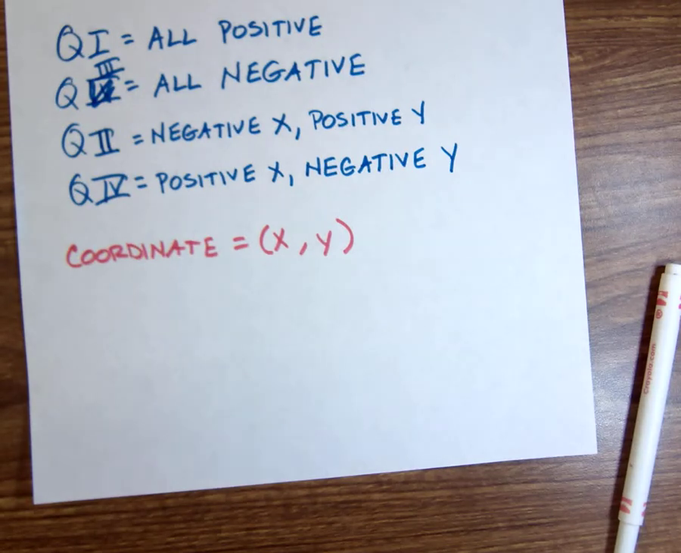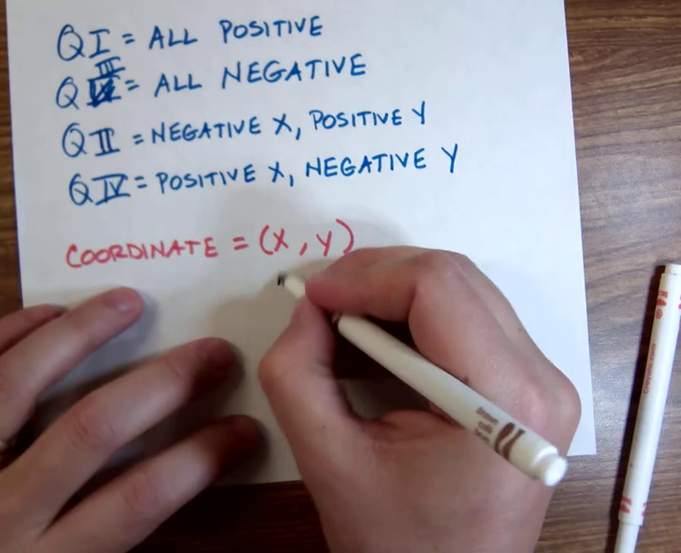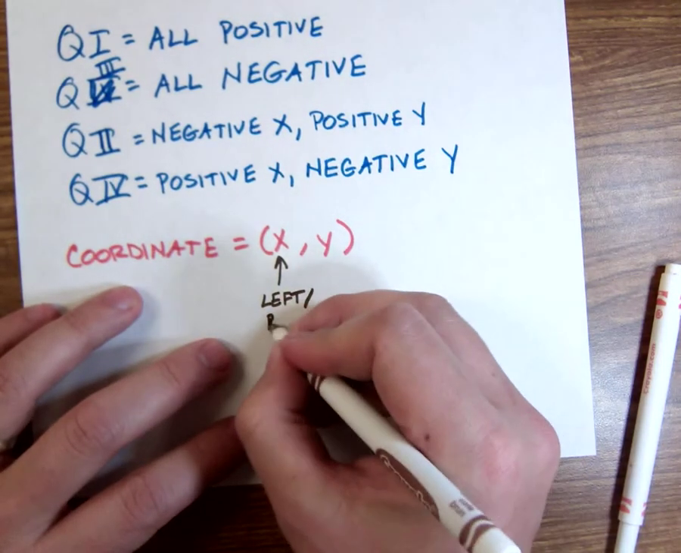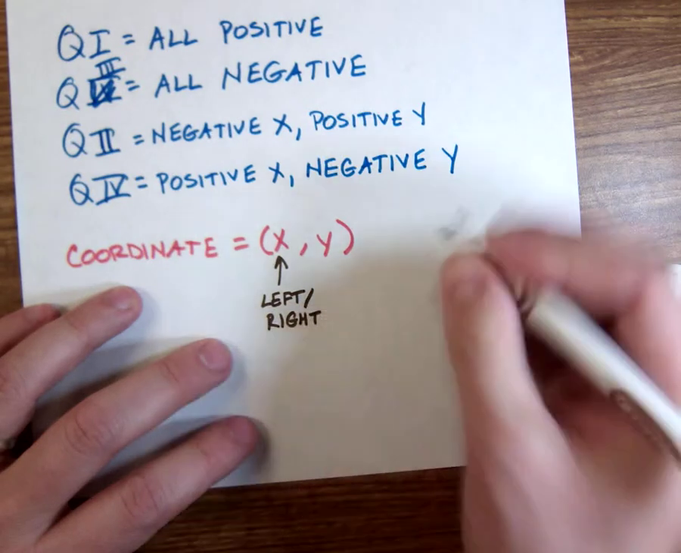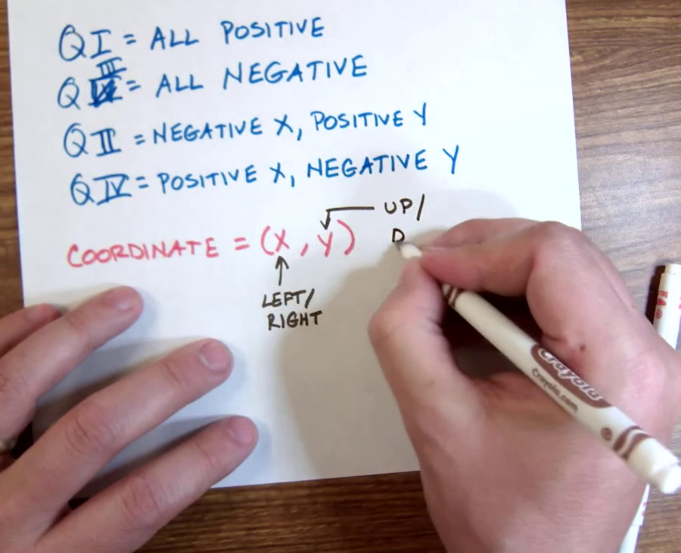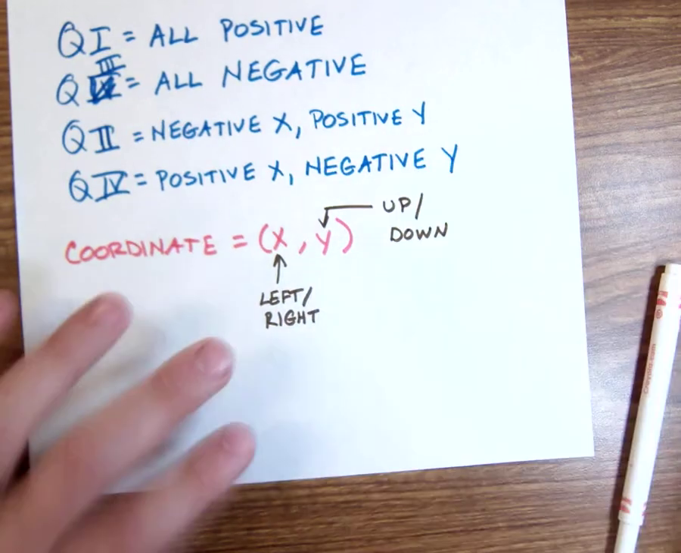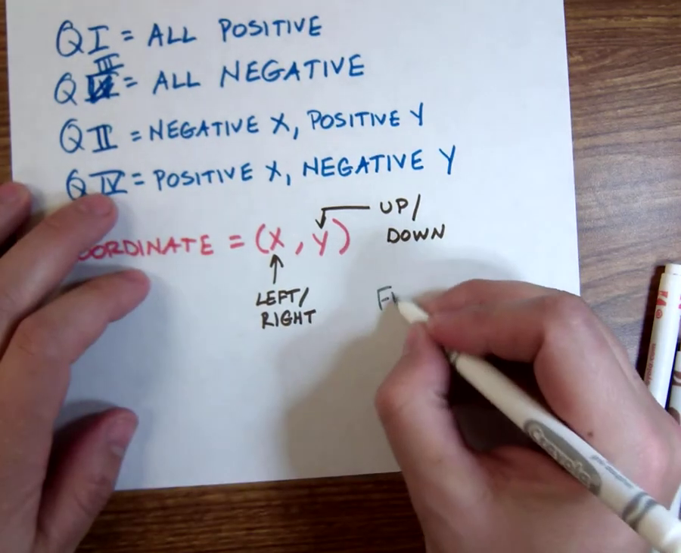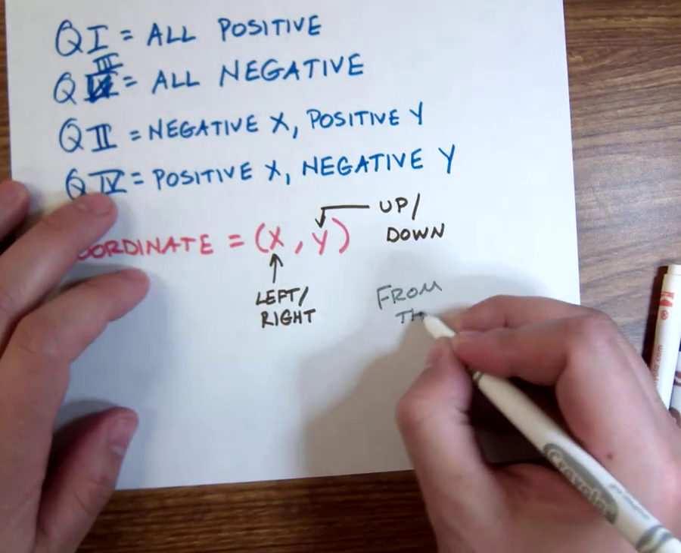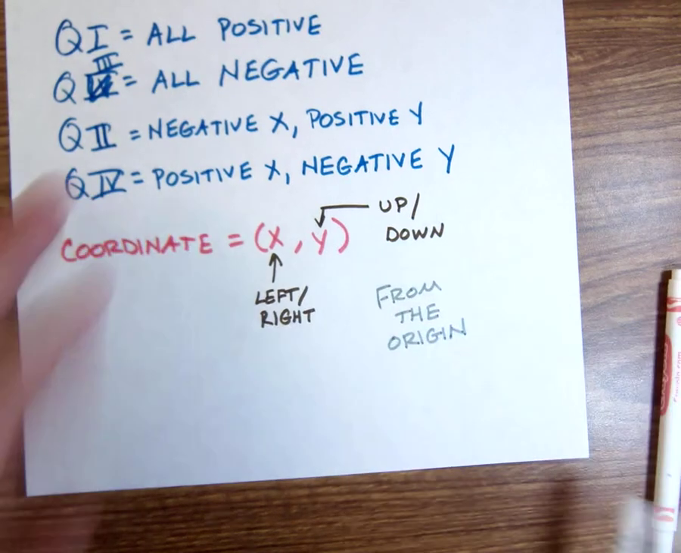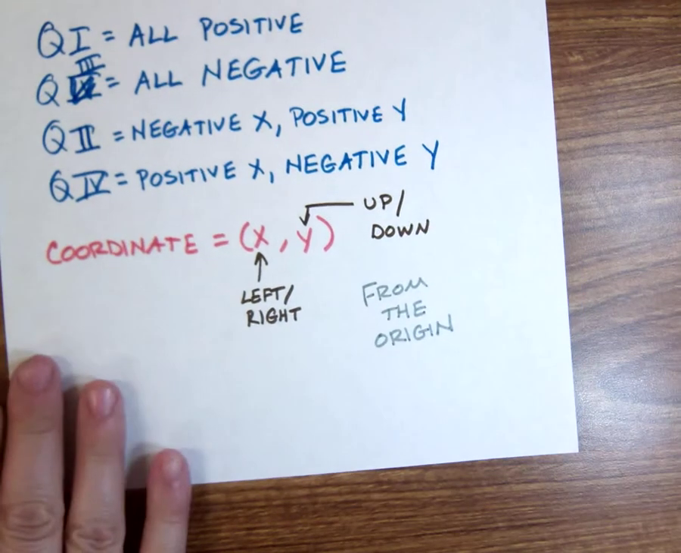So the first number is telling me how far you go left and right. And the second number is telling me how far you go up or down. From, I should specify, from the origin. We start at the origin. Okay? Is that for y? That's for everything.